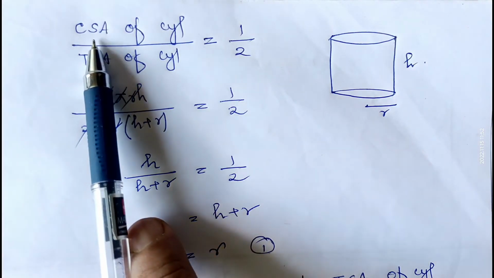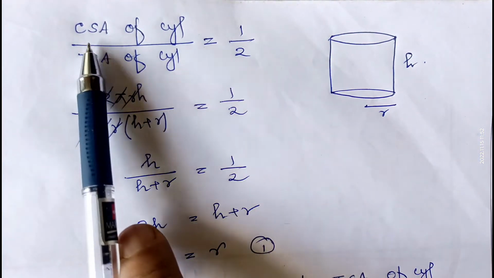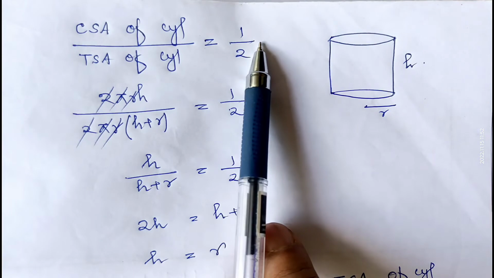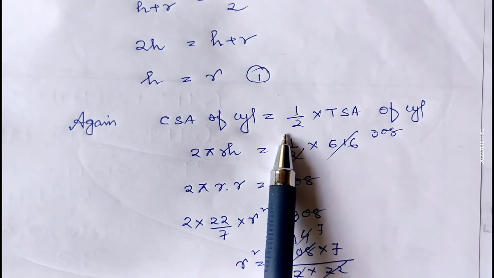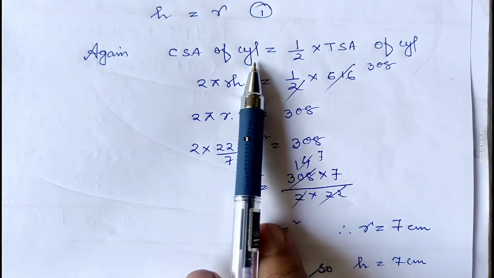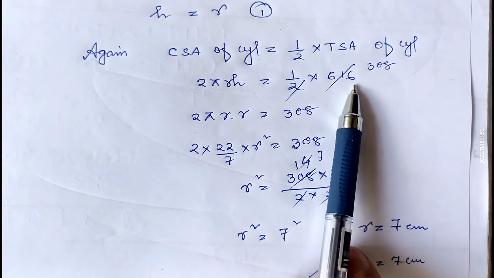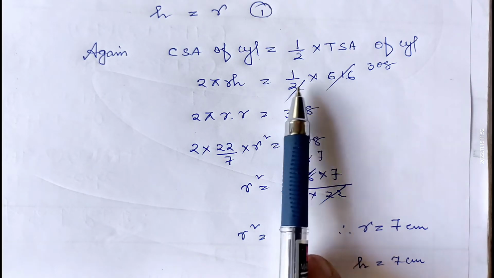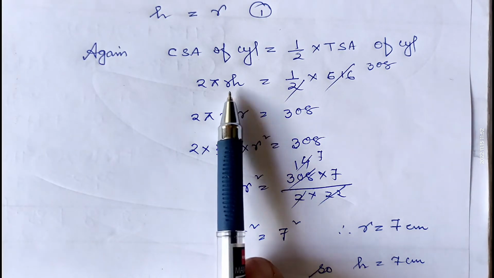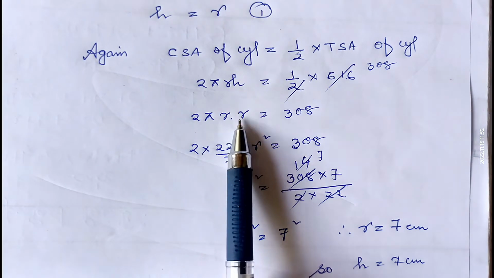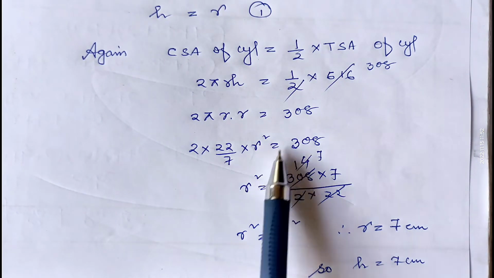Now as given in the question, ratio of the curved surface area of the cylinder by total surface area of the cylinder is 1/2. So we can write curved surface area of the cylinder is half of total surface area. Curved surface area of cylinder formula is 2 pi rh equals to half into total surface area of cylinder, which is 616. If I cancel 616 by 2, it will be 308. So 2 pi r, since r and h both are equal, so instead of h I can write r, equals to 308. So 2 pi is 22 by 7, r square will be 308.